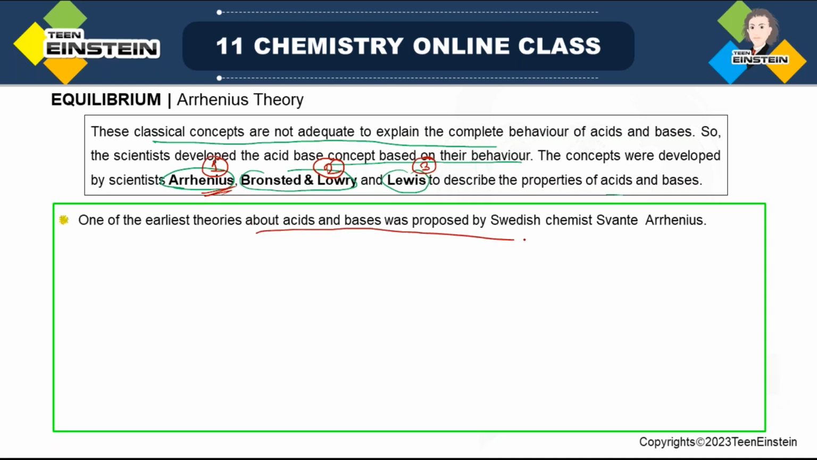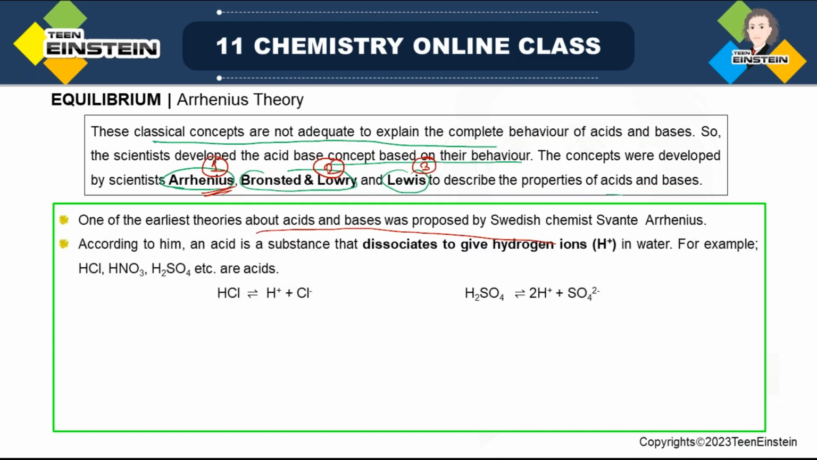One of the earliest theories about acids and bases was proposed by Arrhenius, and according to him, an acid is a substance that will produce H plus once it is dissociated. That is the definition of acid. Here we have examples. All these acids, as you are seeing, are inorganic acids or mineral acids: HCl, HNO3, H2SO4. All of them will produce H plus ion once they are dissociated. From H2SO4 you are getting 2H plus because there are 2 hydrogens, and you are getting SO4 2 minus sulfate ion. In this case it is H plus Cl minus. Similarly, if you take nitric acid HNO3, you will get H plus and nitrate ion NO3 minus.